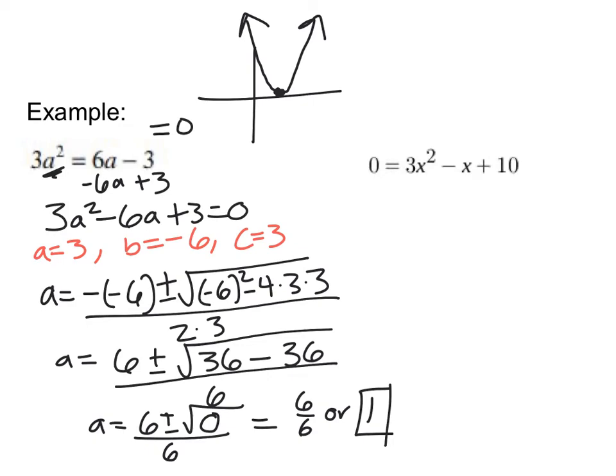All right, let's do the next one. So here it's already set up equal to 0, thank you. And we have a equals 3 again. This time, what is b? There is no number there, but we know how to deal with that. We've dealt with that in class before. That's just a negative 1. And then c equals 10.